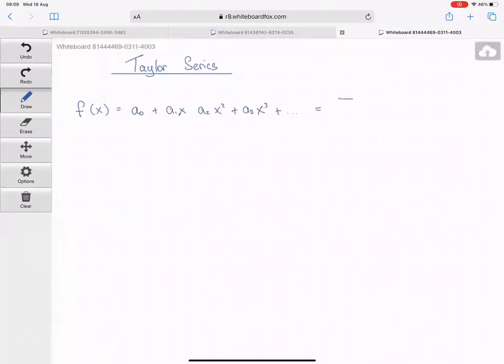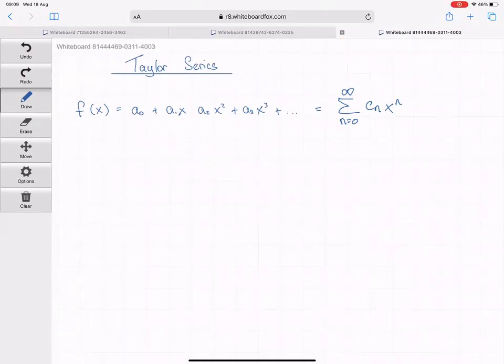So I can also write this using the summation notation and say that it's a bunch of constants times x to the power n, and n goes from 0 to infinity. Is that okay so far? Mm-hmm. Okay.